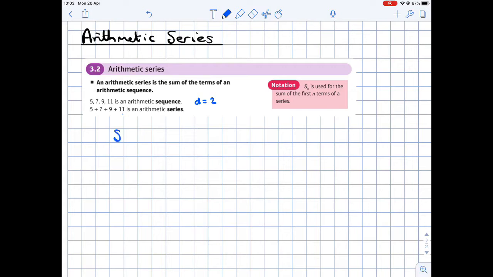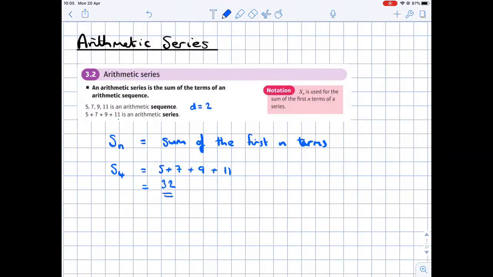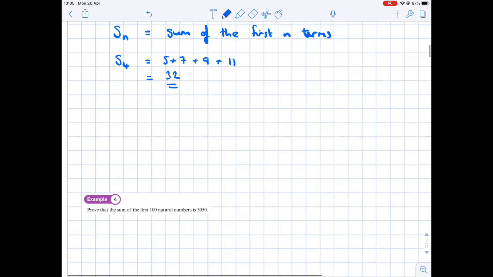The notation is capital S with a subscript n, which stands for the sum of the first n terms. So in this case, the sum of the first 4 terms of 5 plus 7 plus 9 plus 11 is 32. Now to move on to some examples.